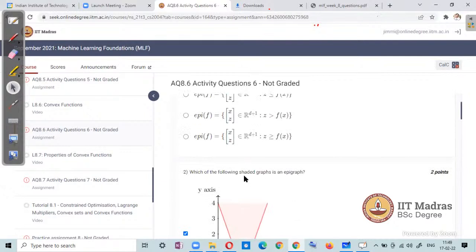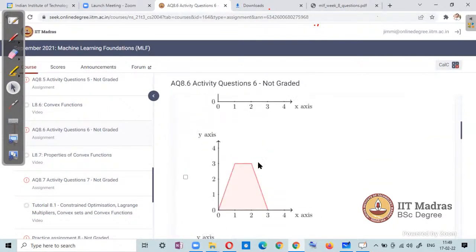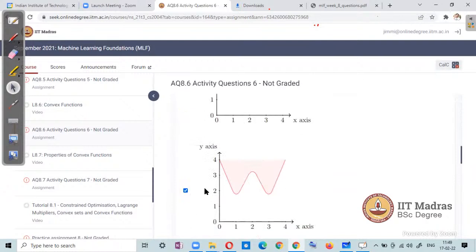So this is not a convex set. But not even a single word in the question says that it should be convex or not. It is simply asking which of the following shaded graphs is an epigraph. Actually, it's a question mistake. The question was supposed to mention that it should be convex, since it is asking about convex sets, but it is not mentioned. So in that case, that option is also a correct representation of an epigraph.